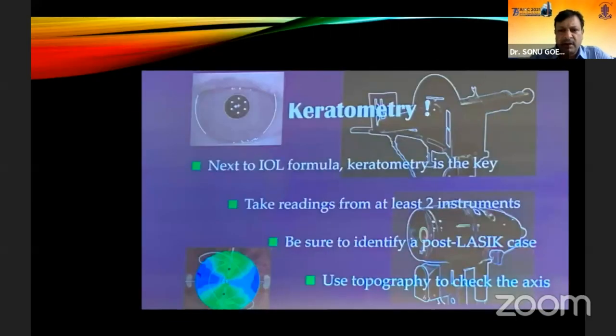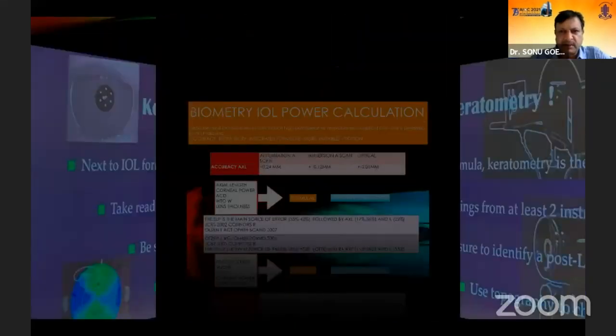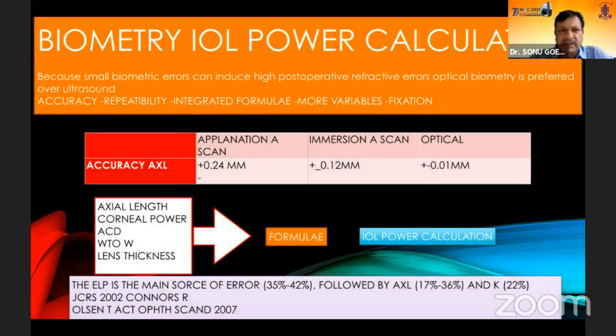Keratometry, we all know, stands next in IOL power calculation, and it is very important to take two keratometry readings some time apart, and be sure to identify the post-LASIK patients, which I hope will be discussed. So the biometry in IOL power calculation matters, because small biometric errors can induce a high post-operative refractive error. That's why you prefer an optical biometer over an ultrasound. The accuracy with applanation is close to plus minus 0.24, as against optical, which is almost bang on target.